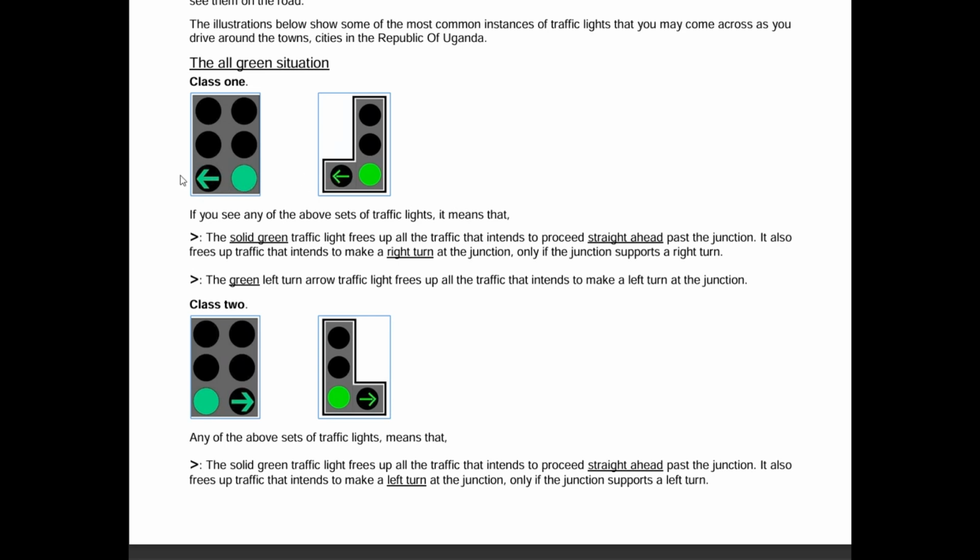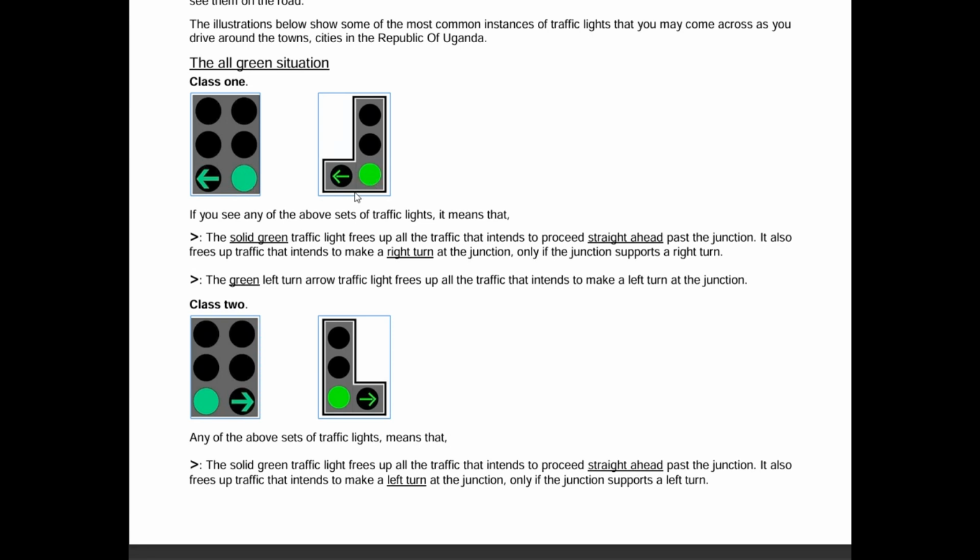So when you see any of these two, this or this, it means that all the motorists at the junction are free to proceed. So if you're turning left at the junction, your traffic light in this case is the left turn arrow that is green, as I'm pointing at on your screen. If you're proceeding straight ahead past the junction, then your traffic light is this solid green that I'm pointing at.